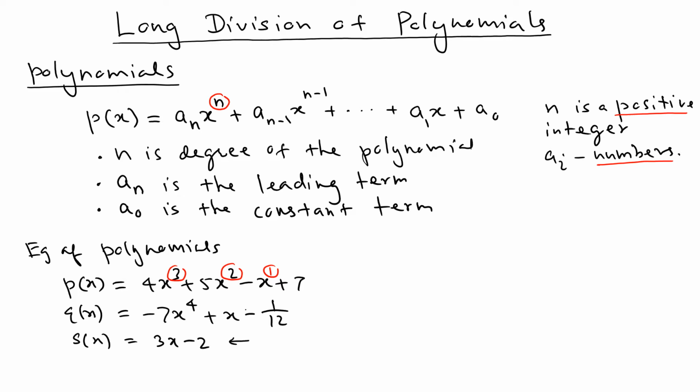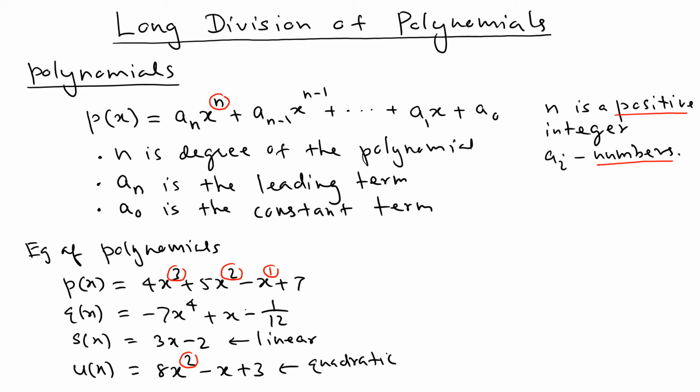This is what we call a linear function. It's not an equation. Okay, so it's a linear function. And then we have, let's say, U(x) equals 8x squared minus x plus 3. This is what we call a quadratic polynomial. Why quadratic? Because the power is 2.